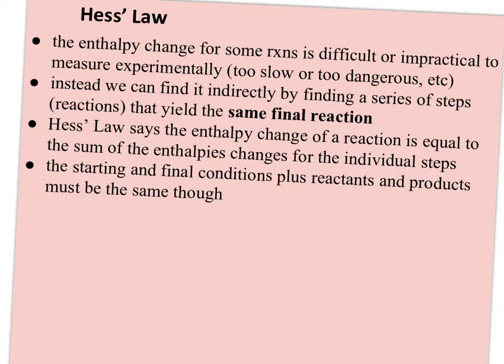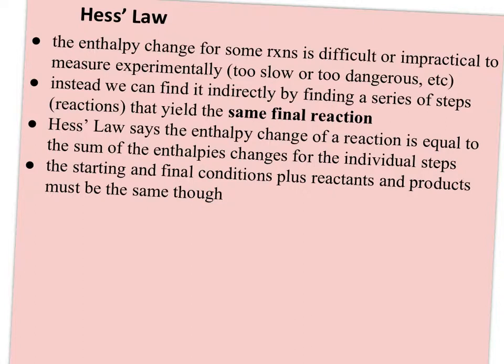Welcome. This video is about section 5.2 from the Brown IB-SL chemistry book, looking at Hess's Law. Hess's Law came about because scientists realized that although we can measure the energy change for a number of reactions, whether they're endothermic or exothermic, some reactions are really difficult or impractical to measure experimentally.